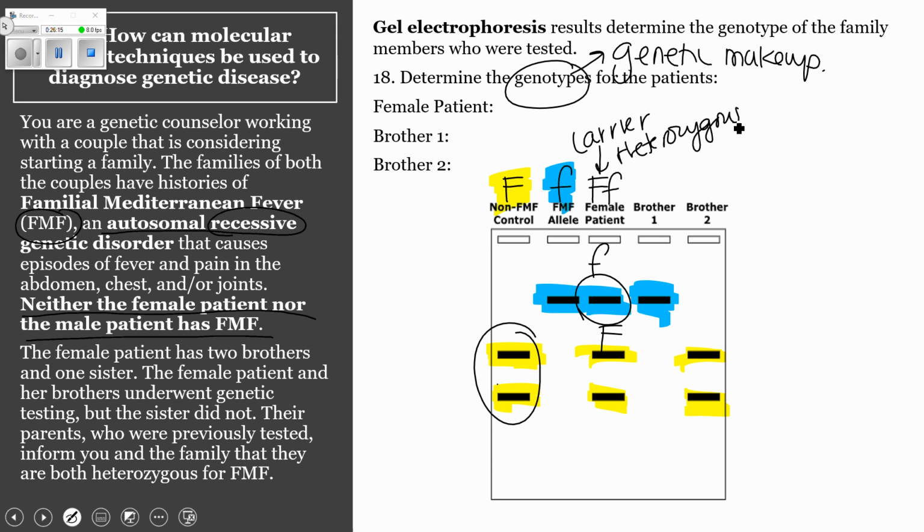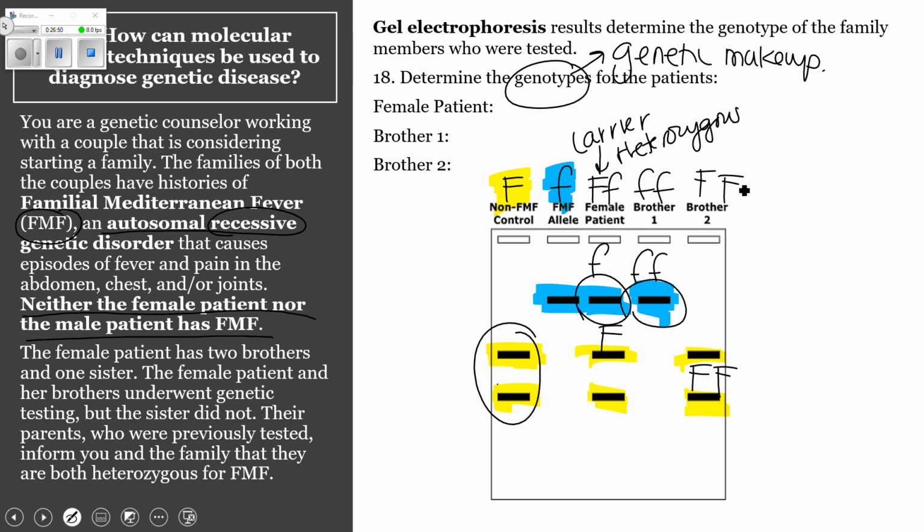Brother 1 only has that blue band. If he only has that blue band, that means he has two little f's. They're not going to show up as separate bands, and that's because when the gel electrophoresis runs, the genetic marker band is going to be in that same location. So those two little f's are literally right on top of each other on the gel. And then the last person is brother 2. What you'll notice is brother 2 only has those yellow lines. Since he only has those yellow lines, that's going to be big F, big F.